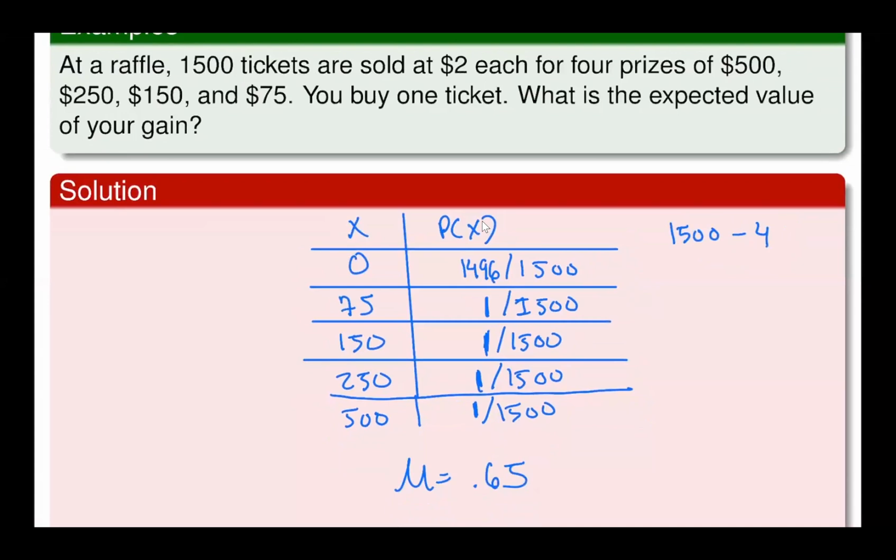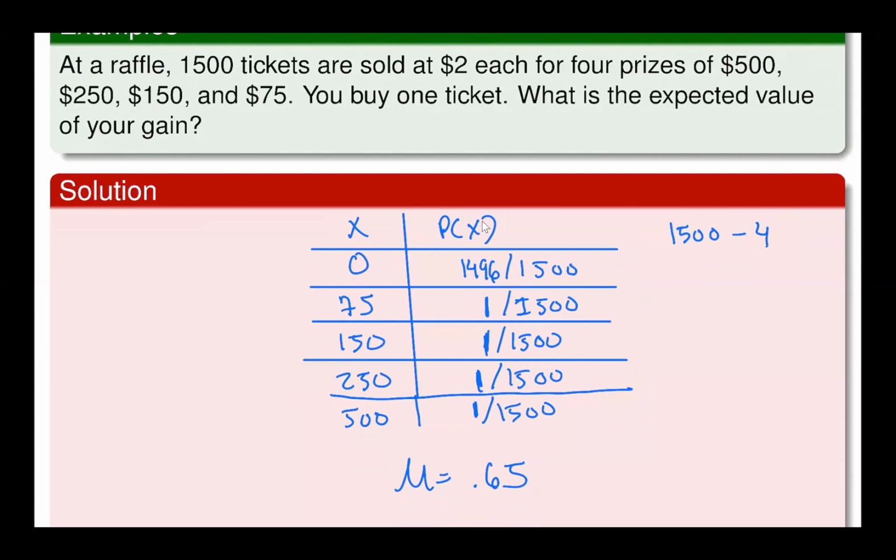So if you look at it, it's telling you the mean is 0.65. That means every time you play this game, you're expected to win 65 cents. But if you look at how much the ticket costs, it's $2.